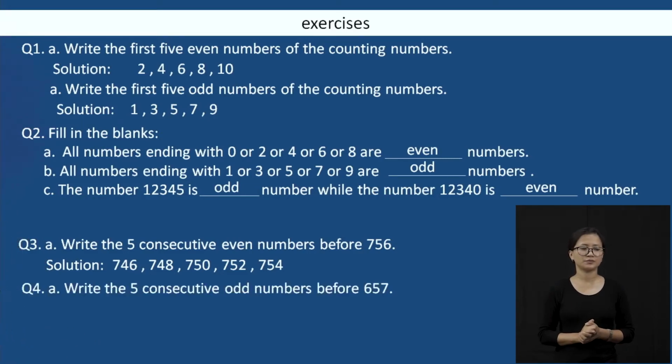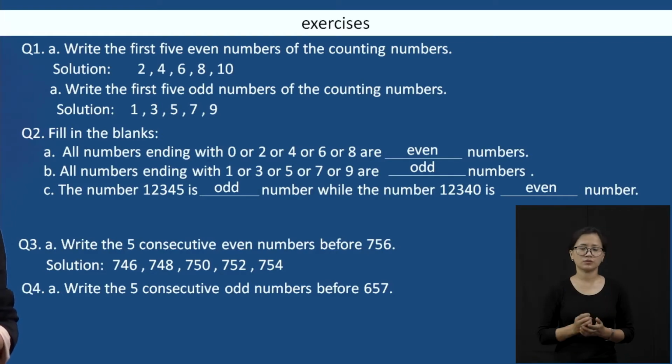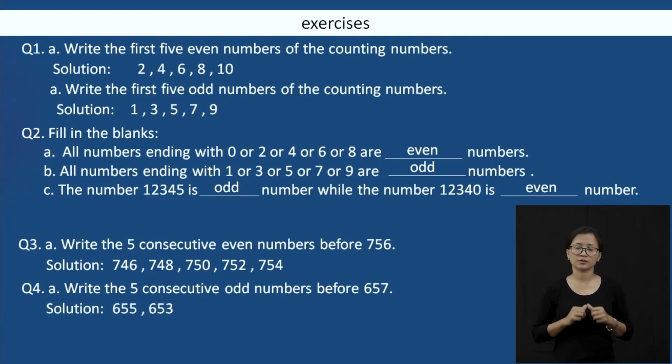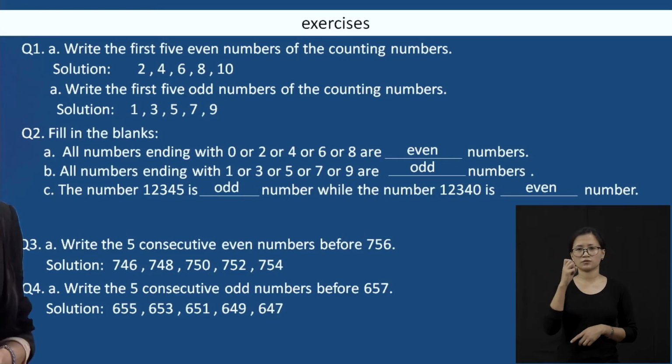Now write the 5 consecutive odd numbers before 657. Again here, consecutive means continuously following another number. So the numbers before 657 are 655, 653, 651, 649, and 647.